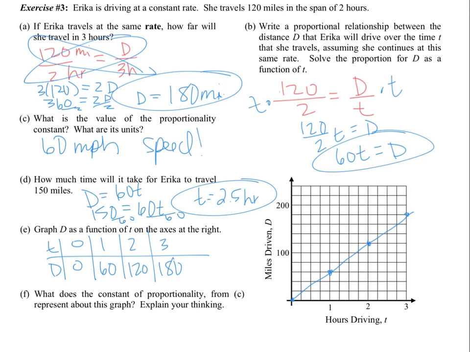What does the constant of proportionality from C represent about the graph? Well, obviously it's the slope, which is rise over run.